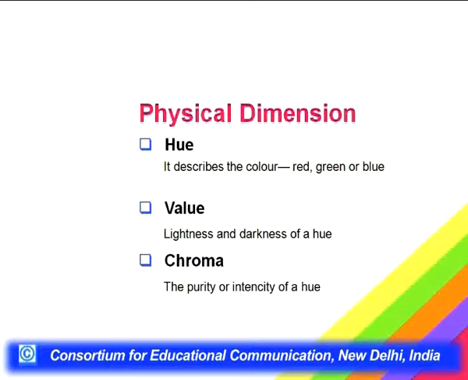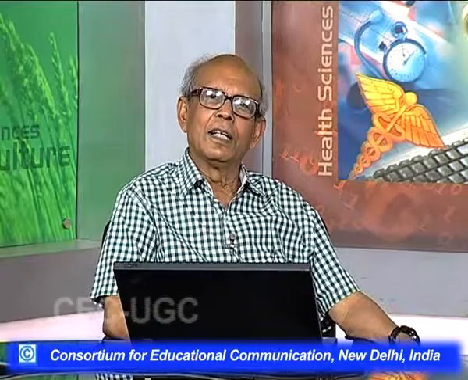Chroma is another physical aspect of color. Chroma refers to the intensity and purity of color. The chroma can be reduced by using another hue. That means if you add a color to a bright color, then it reduces the chroma. So we use these colors and physical dimension by changing the chroma and the value.